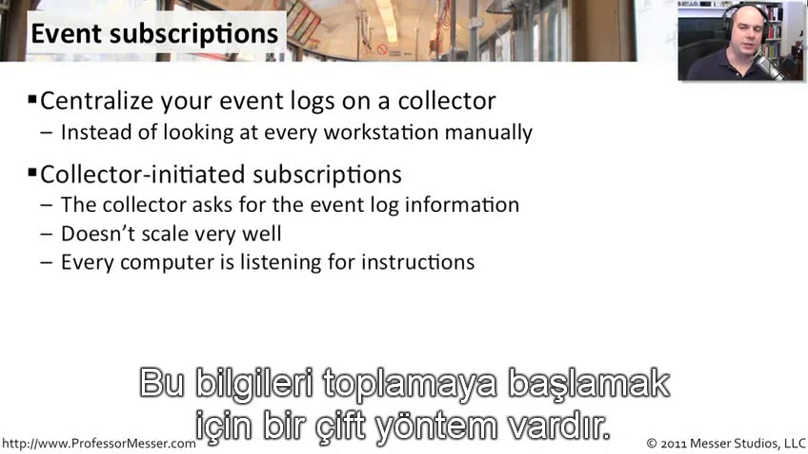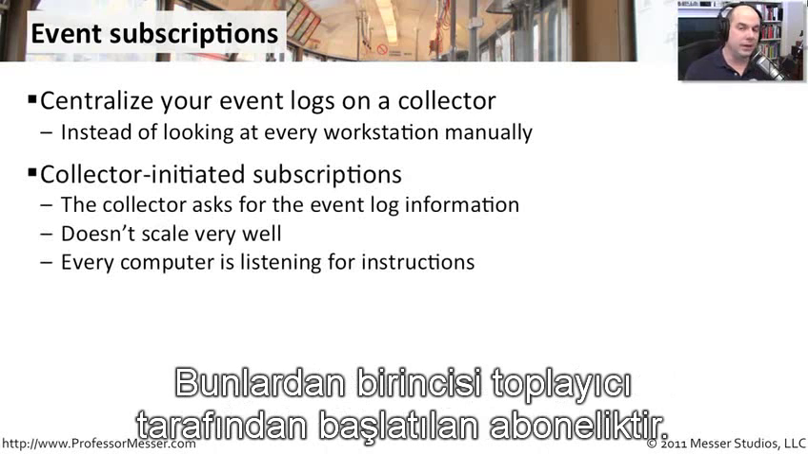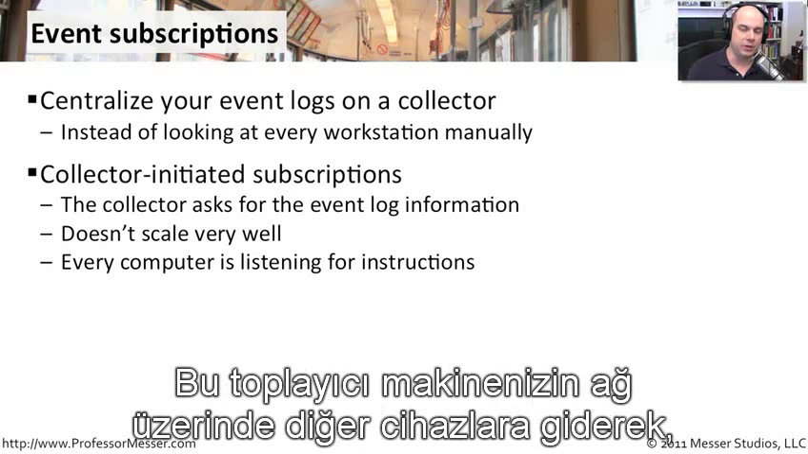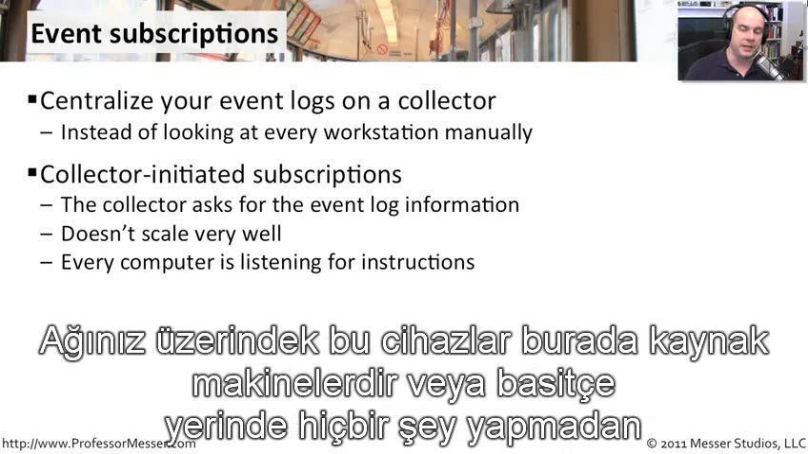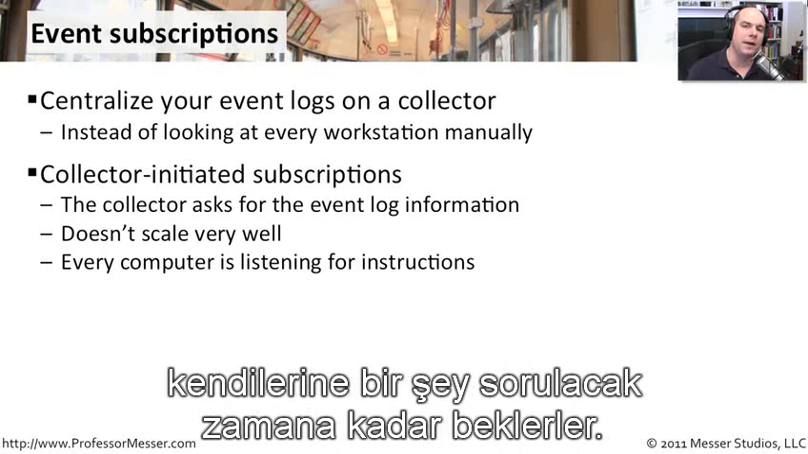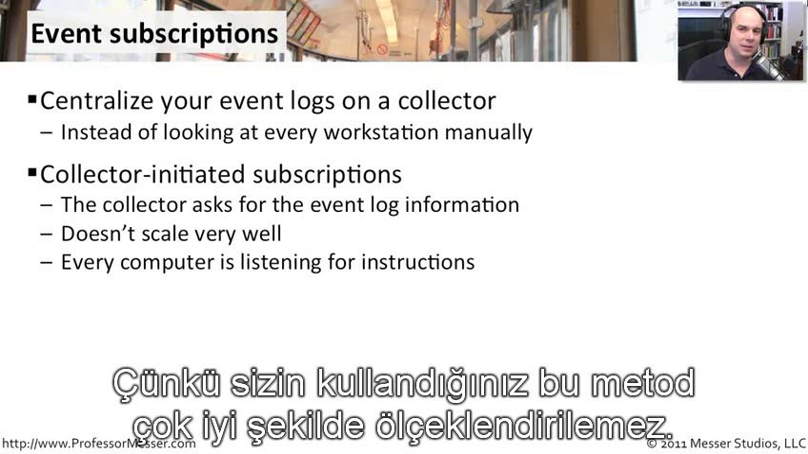There are a couple of ways to start gathering this information. One is through a method called a collector-initiated subscription. And that's when your collector machine is in charge of going out to the other devices on your network to gather the event logs from those devices. Those devices out in your network, the source machines out there, are simply sitting there and waiting. They're not doing anything until they're asked. And because this is the method that's used, it doesn't scale very well.